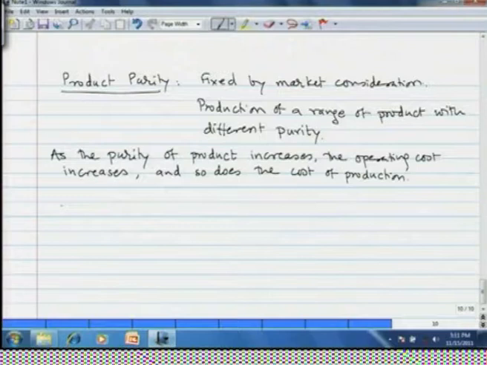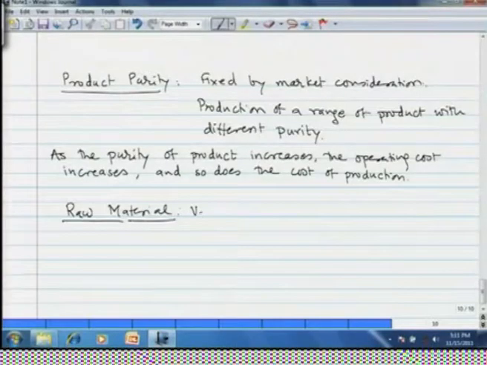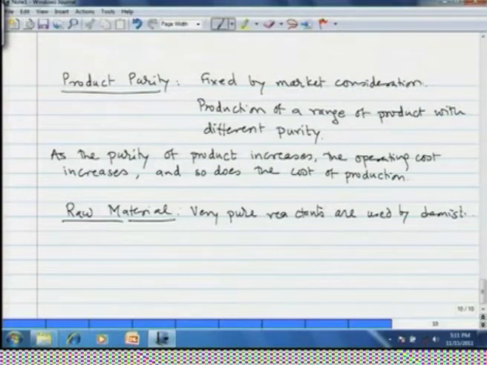Next is the raw material. Now, when a particular reaction is carried out in the laboratory, the chemist uses very pure reactants which may not be available commercially. Very pure reactants are used by the chemist, and when we try to transform the same process on a large scale, that purity of raw material may not be available.